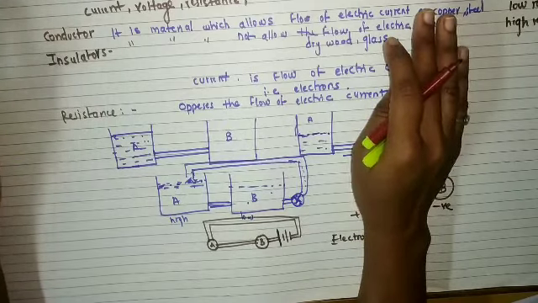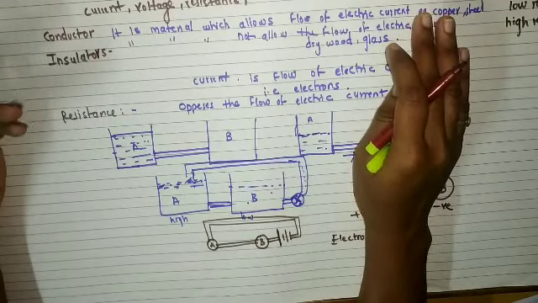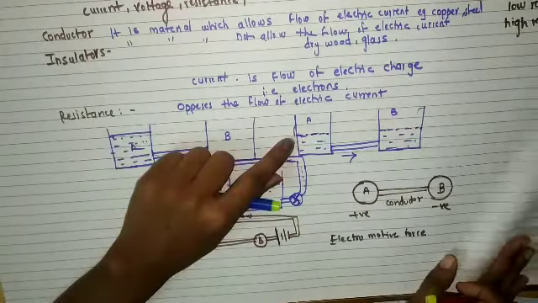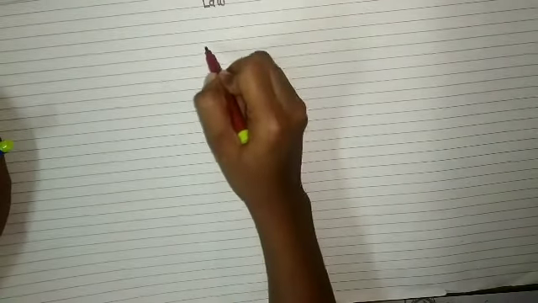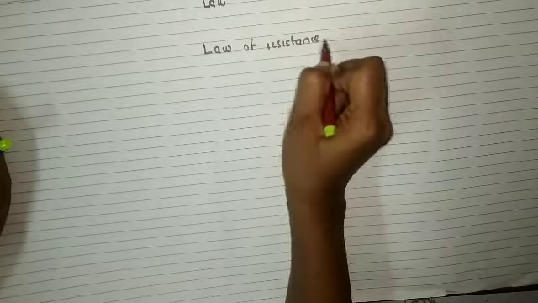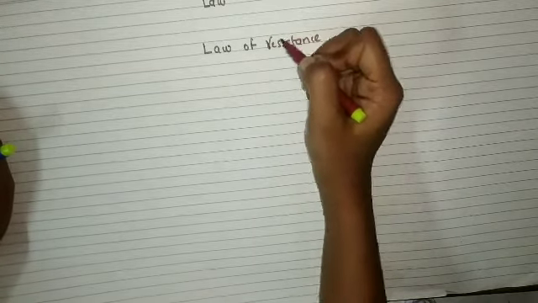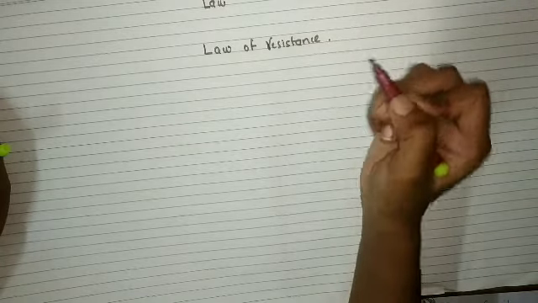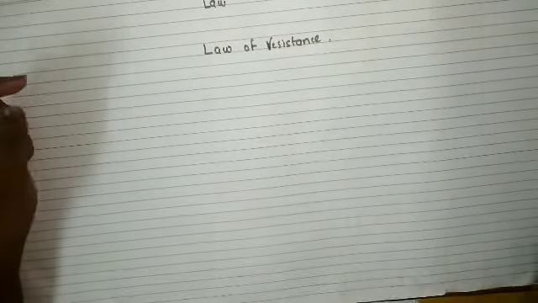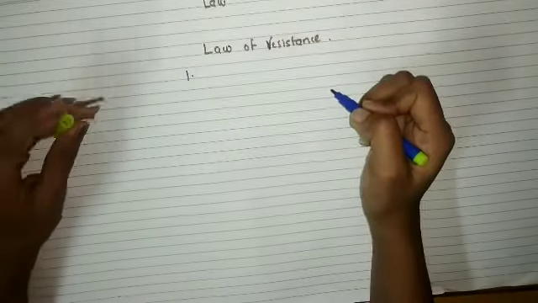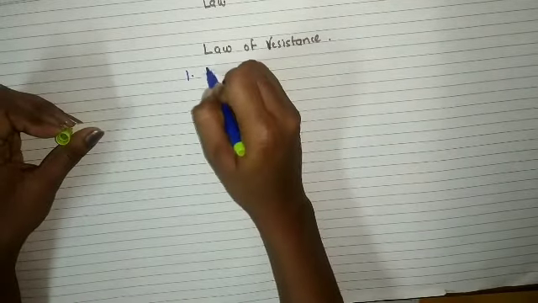So you understood EMF, voltage, that is potential difference, and current. Now moving further, law of resistance. So what is resistance? As we discussed earlier, resistance is the property of a substance that opposes the electric current flow. Now resistance depends upon several factors. The first point is the resistance of a conductor.